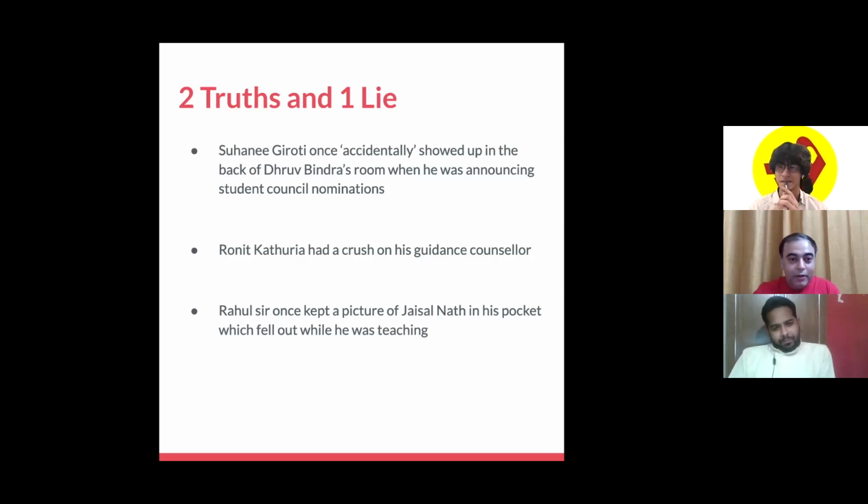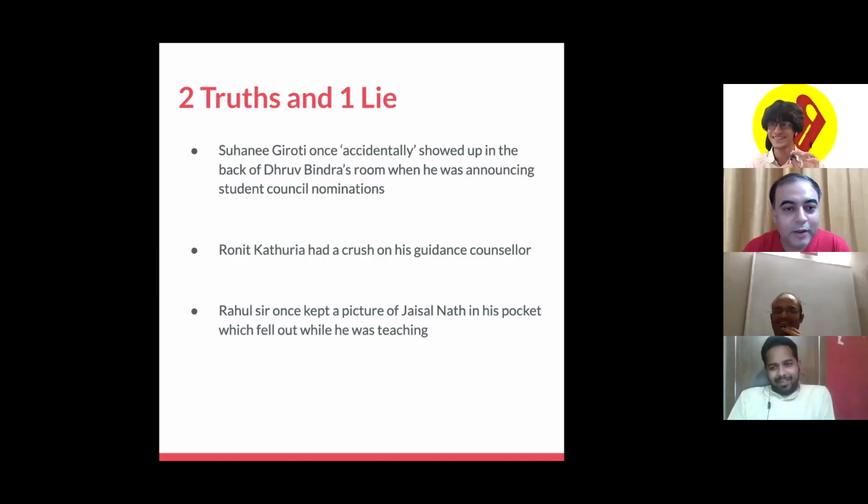Sridhar, you have any idea? Rahul sir keeping a picture of Jaisal in his pocket could be true, maybe. Could Rahul sir be true? Rahul Sir CTA, for some purpose. Zagat, whose side are you playing on, man? Team, no prompting. Okay, Ronit Kathuria can have a crush anywhere.